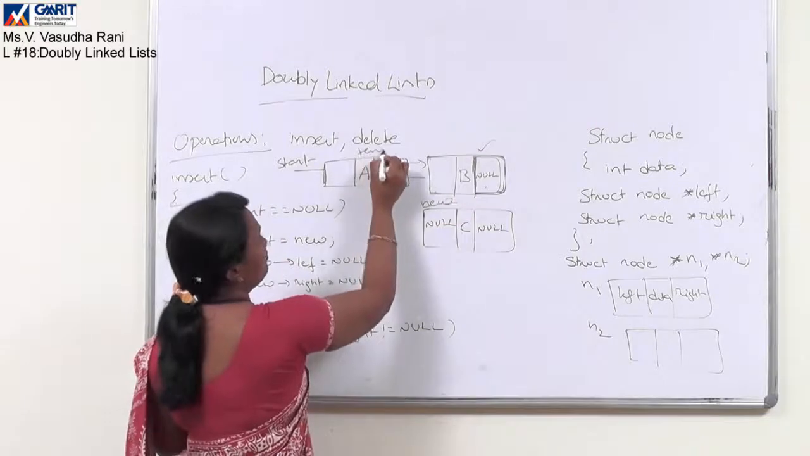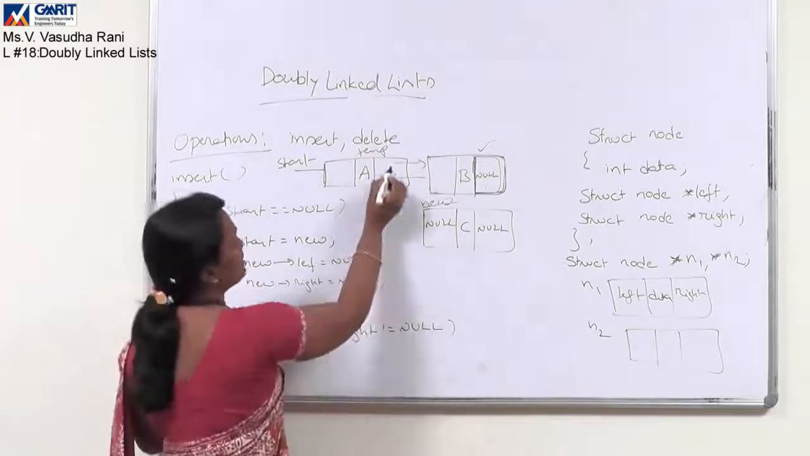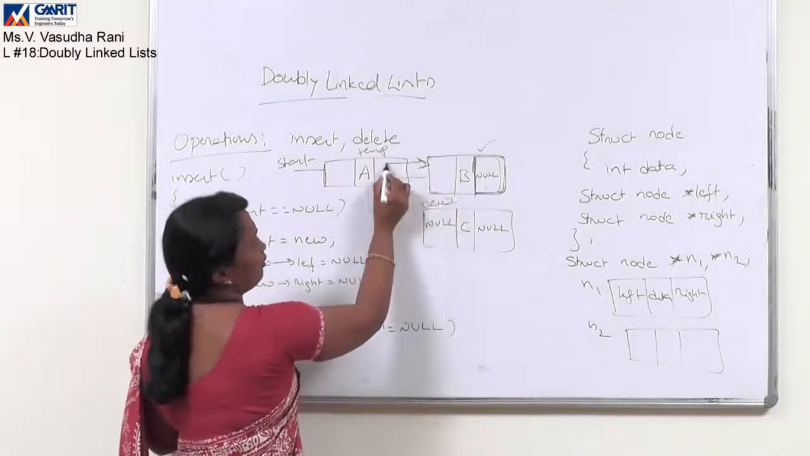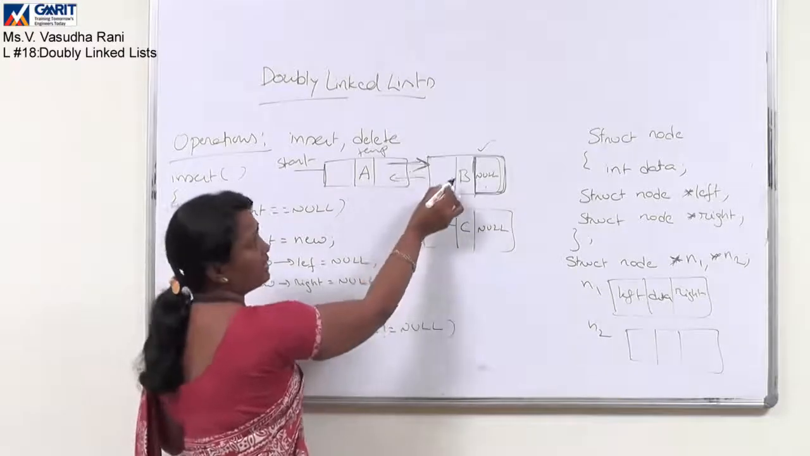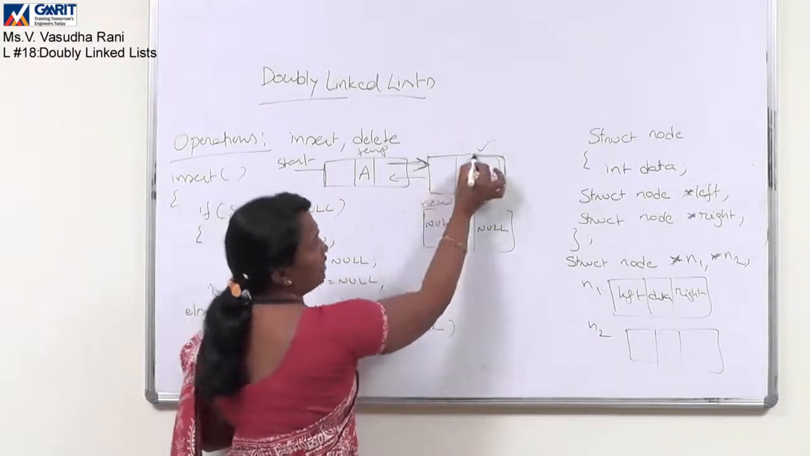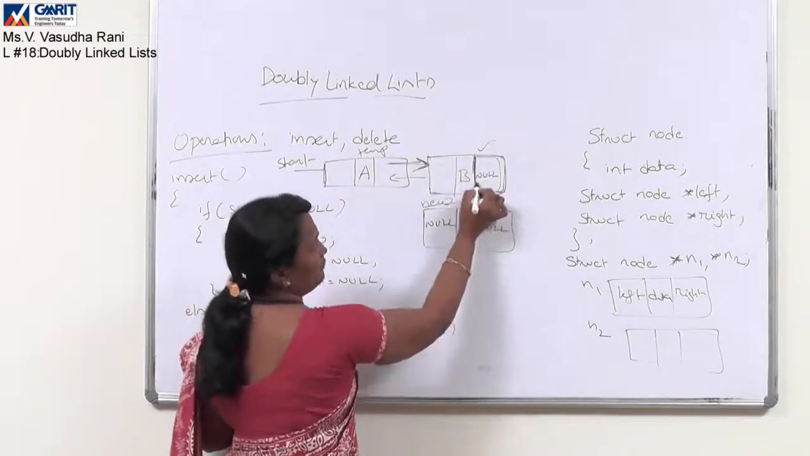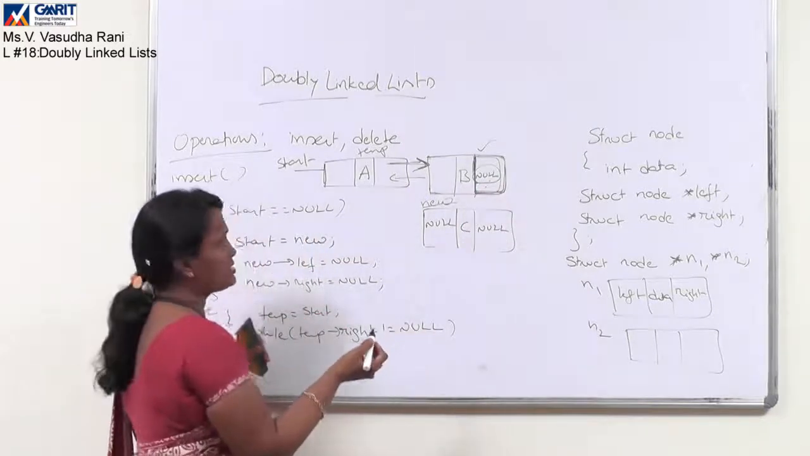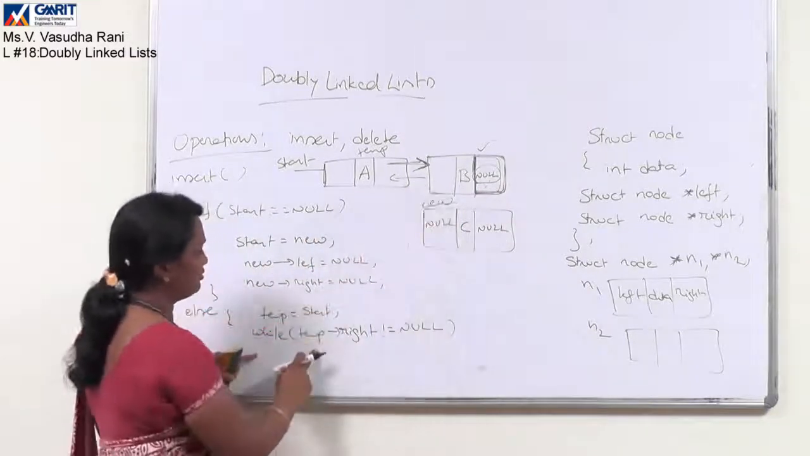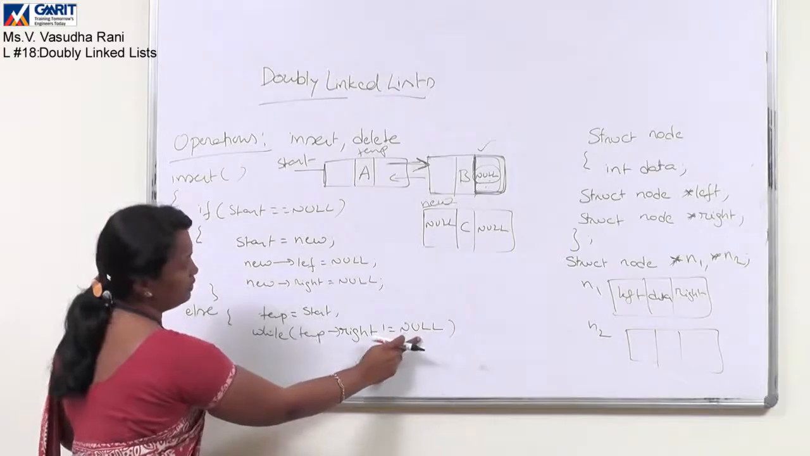Initially this is our temp and we have to check that the right pointer is null. No, this right pointer is referring to the address of this particular node, and if you look at this node's right pointer, it is null. Like that you have to traverse and check. So temp right is not equal to null.